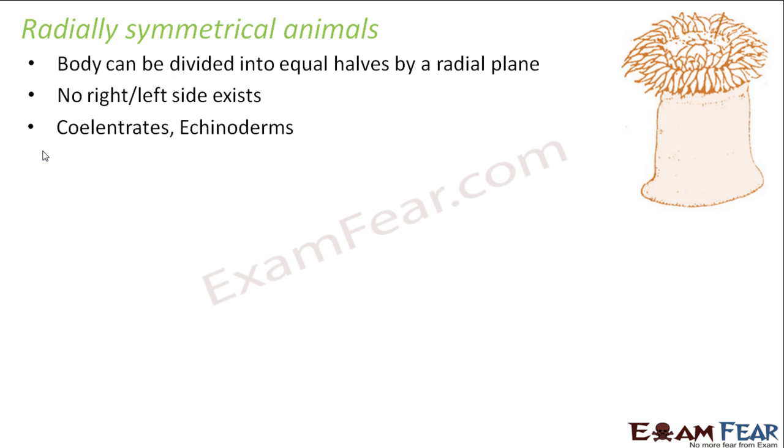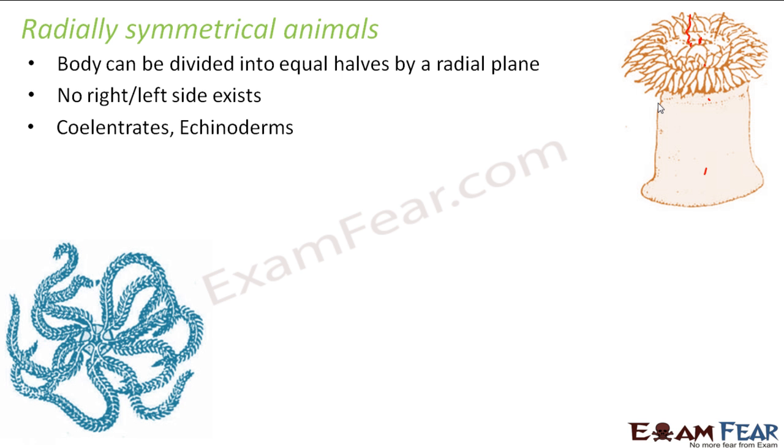So here you can see this sea anemone. If an axis passes through the central axis, you are able to divide it radially. Similarly, take the example of echinoderms, which is a feather star. If you have an axis through the center, imagine a sphere. If you divide the sphere from the center, what happens? There is no right or left, because all the sides are exactly identical, right? But at the same time, all the halves are equal as well. So that is known as a radial plane.